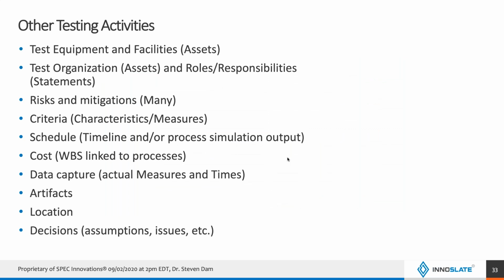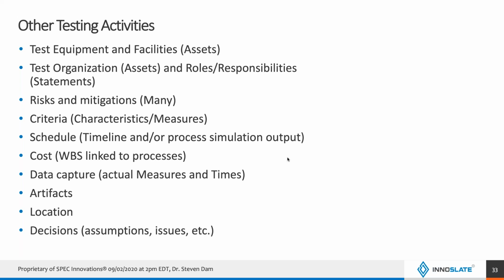Other testing activities. So there's a lot of other things you do in testing, okay? But Innoslate can help you with all of them. This is where you capture things like your test equipment and facilities. Those are assets, and you can capture what those are. You can build models of the facilities. You can build models of the test equipment. So there's a lot you can do, and maybe helping design your specific specialized test equipment. Your test organization, those are assets as well. You can capture that test organization, show that structure, and identify roles and responsibilities as statements associated with that.